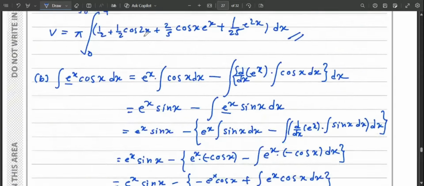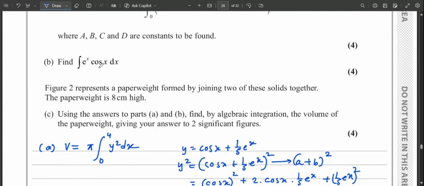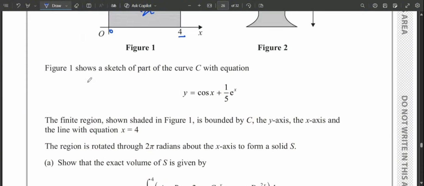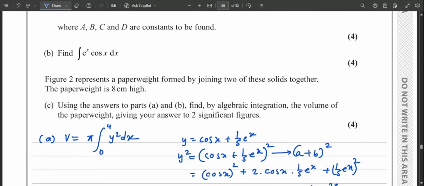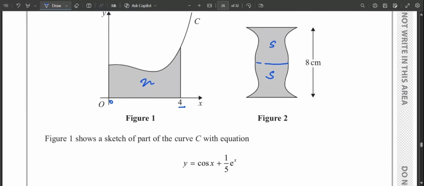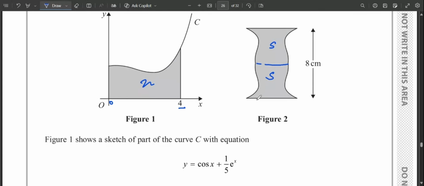So for part C, we can see that figure 2 represents a paperweight formed by joining two of these solids together. The paperweight is 8 centimeters high. Now we have to use our answers to part A and part B, and we have to find by algebraic integration the volume of the paperweight, giving our answer to two significant figures. So we need to find the volume of this object, and this object is made by joining two of our solids S.